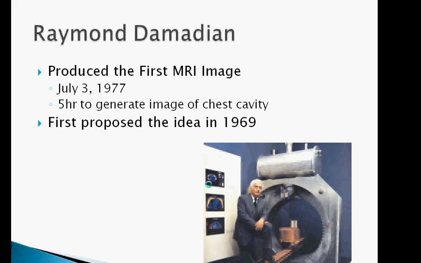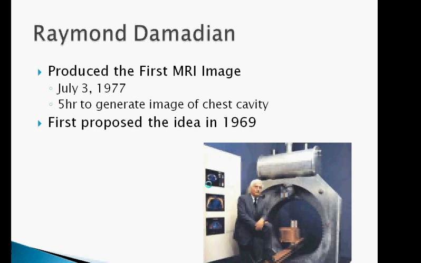And the last inventor we will talk about is Raymond Damadian. I hope I said that right. He is accredited for producing the first MRI image and for building the first MRI machine. He first proposed the idea in 1969.